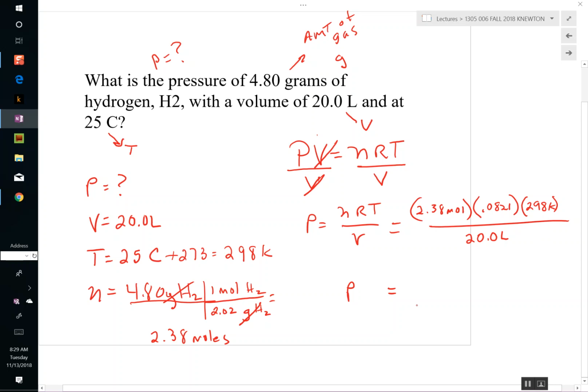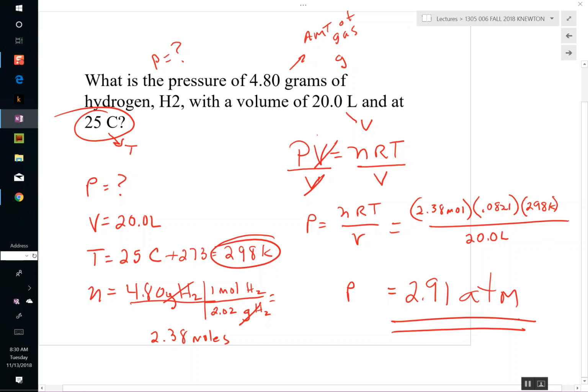What do you get? 2.9 what? Yeah, so 2.9. Okay, you're rounding it off. You only got 2 significant figures right there. We're going to add that, and we're going to get 3 significant figures right there: 2.91 ATM. That's the right unit. If you do all this crossing out, you're going to end up with atmospheres left over right here. 2.91 atmospheres.